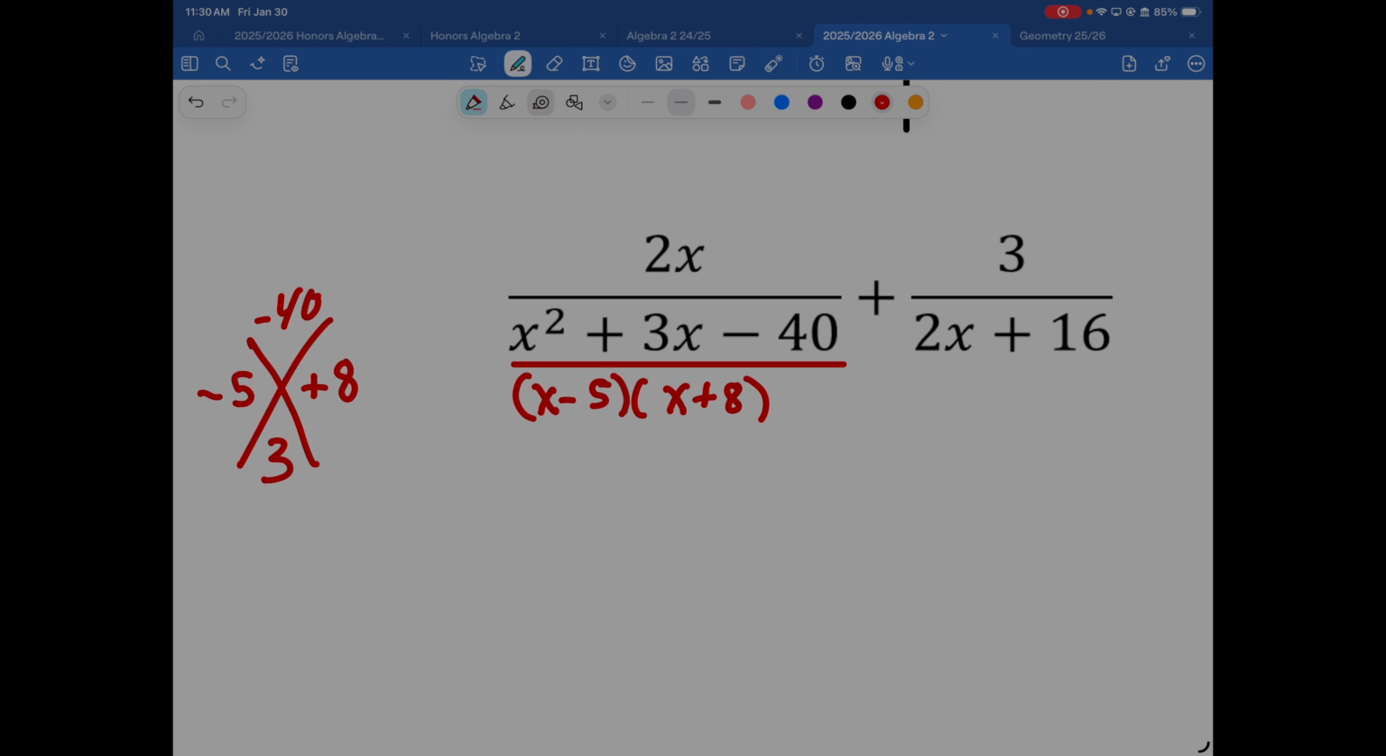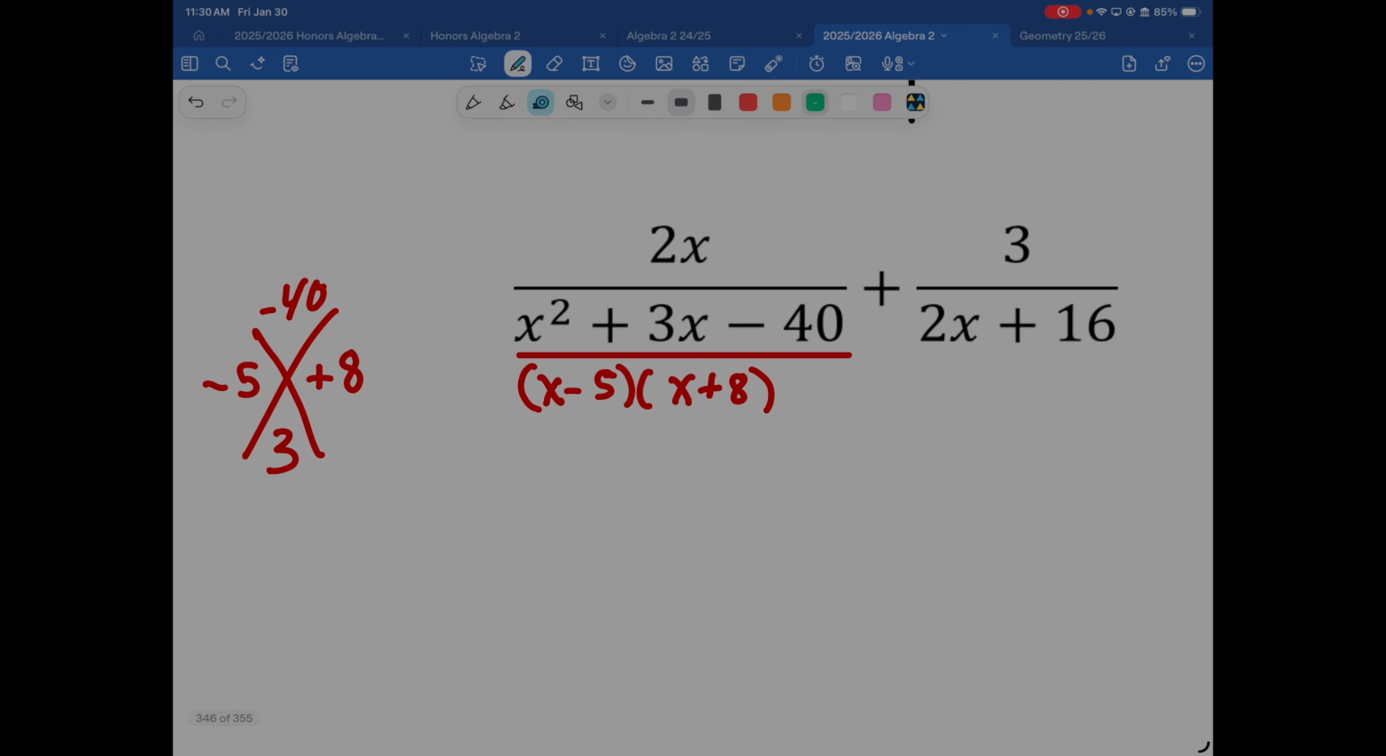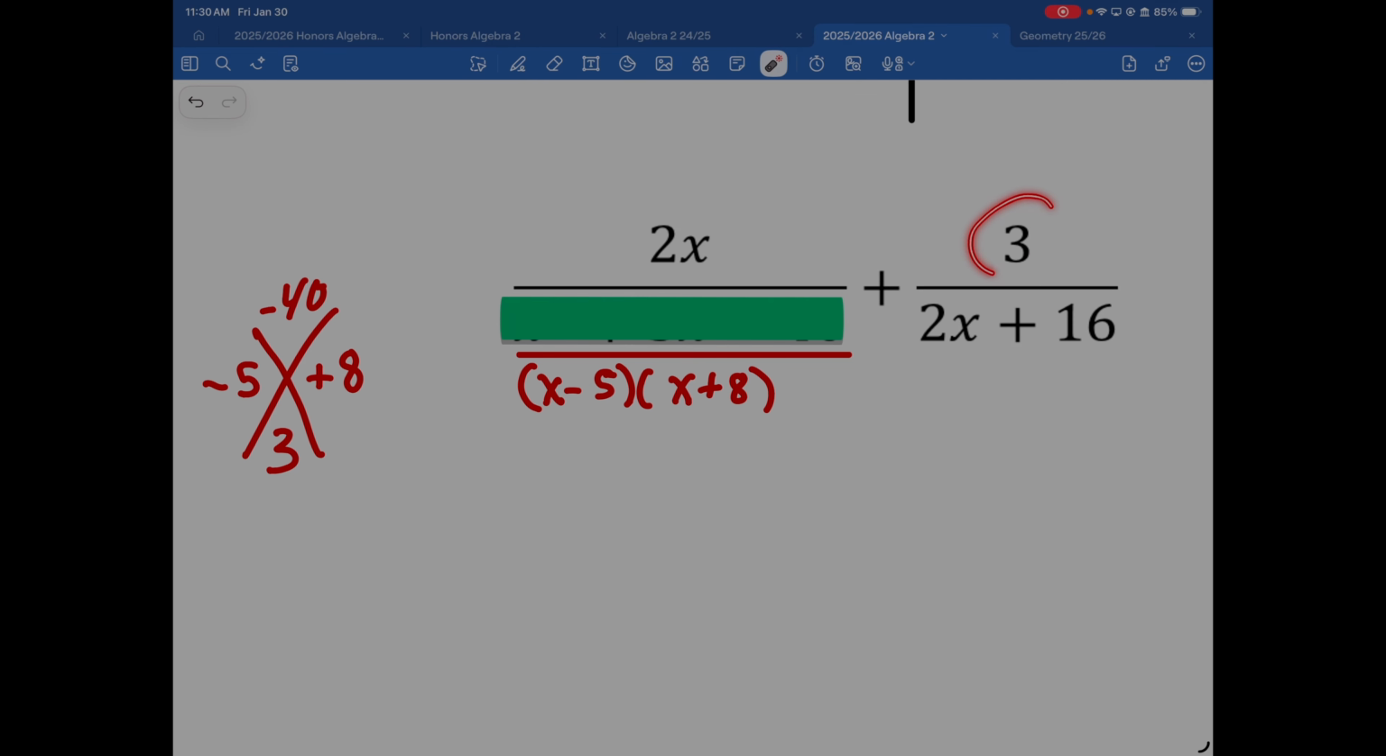Now I'm going to take this, and I'm just going to cross that out because I don't need it anymore. I'm going to ignore it. We look at our other pieces. The 3, that's already factored. 2x plus 16, 2 terms. Look for a greatest common factor. Common factor is 2. So if I take 2 out of 2x, I'm left with x plus 8.